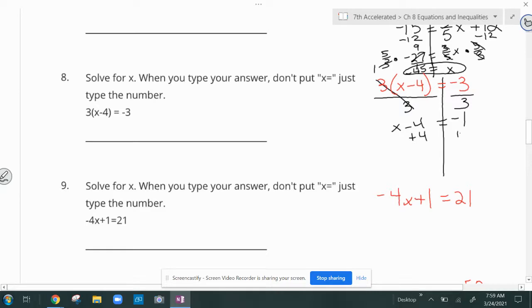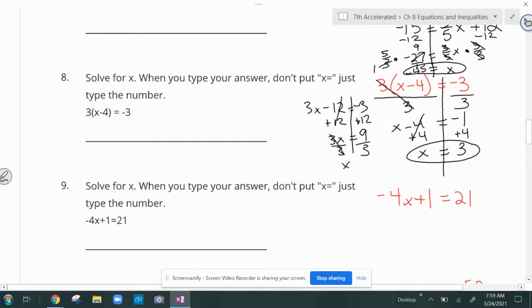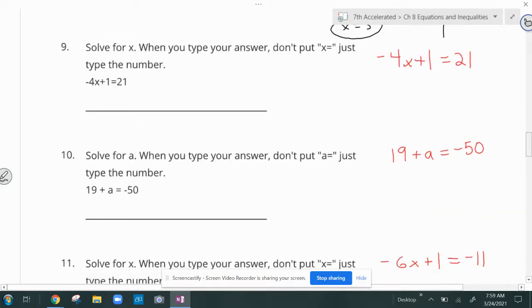Let's add that constant term, and we get 3. Now, if we wanted to distribute, we could get 3x minus 12 equals negative 3, and add the 12, we get 9 equals 3x, divided by 3, x equals 3 as well. Cruising.